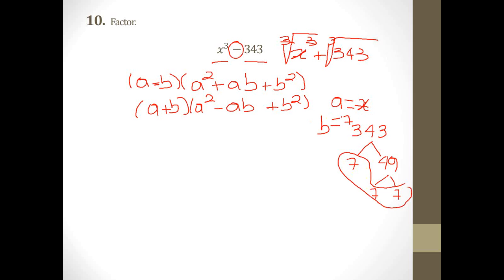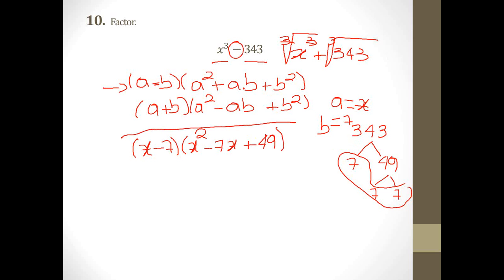So I have my A and my B. I'm going to substitute in the formula. So I'm going to have x minus 7, A squared, so in this case x squared, minus AB, which is the same thing as A times B, so 7 times x would be 7x, plus B squared, B is 7, so 7 times 7 is 49. And that is my final answer. In your booklet, it will be answer D.